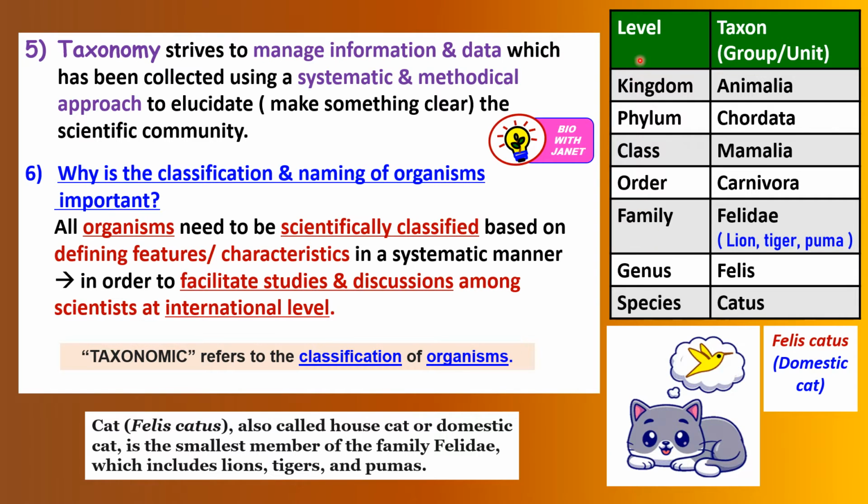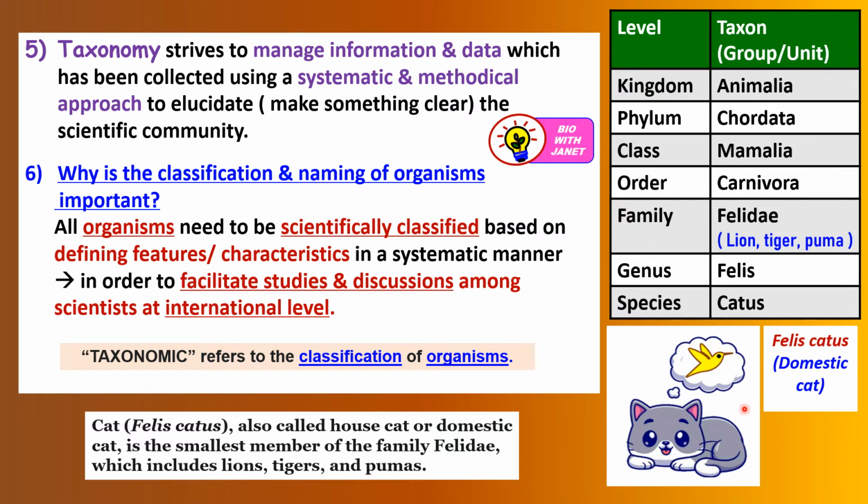So let's come back to our house cats, right? Do you know that the house cat has been classified as follows? Its kingdom is Animalia. Its phylum, which is a smaller group than kingdom, is Chordata, meaning it belongs to the vertebrate group, not the invertebrate group. Class Mammalia is a mammal. Order Carnivora means it's a carnivore, it eats meat or other animals. Family Felidae includes the big cats like the lion, tiger, and puma. Its genus is Felis and the species is catus, right?